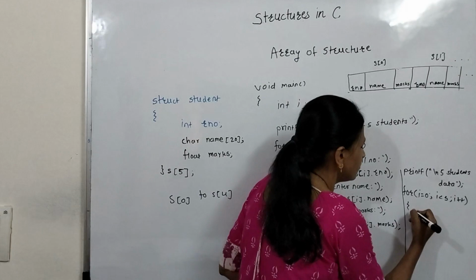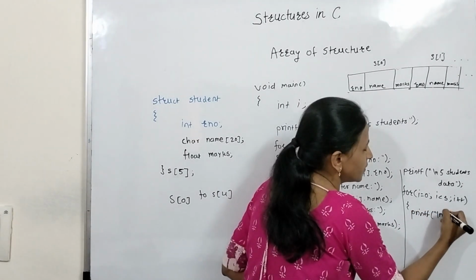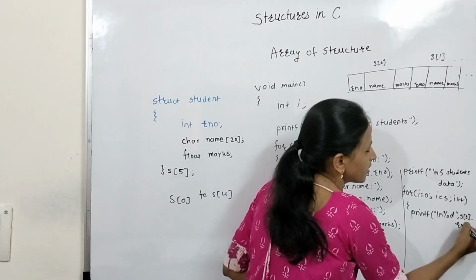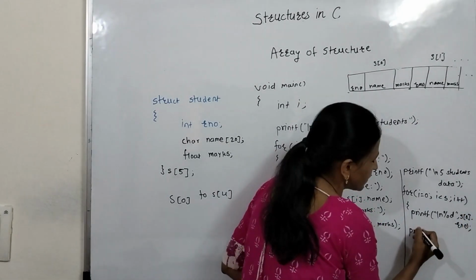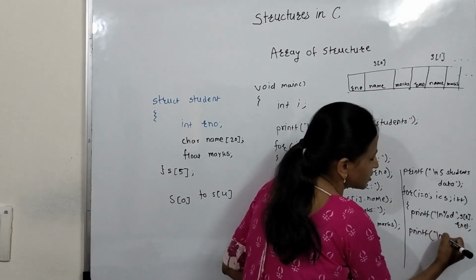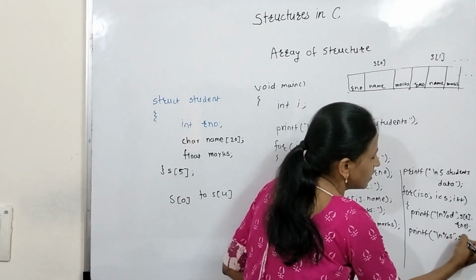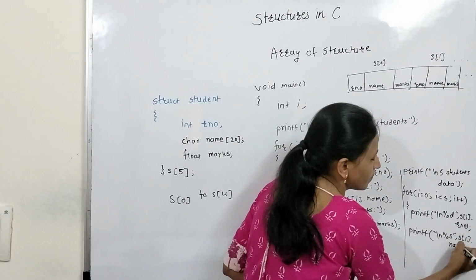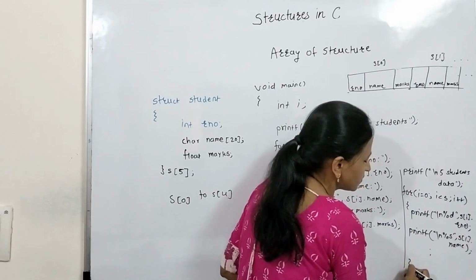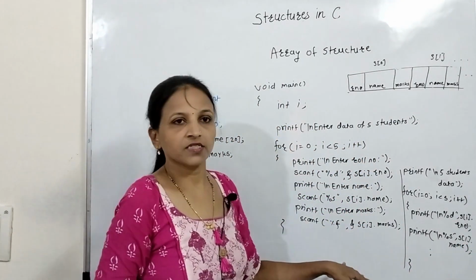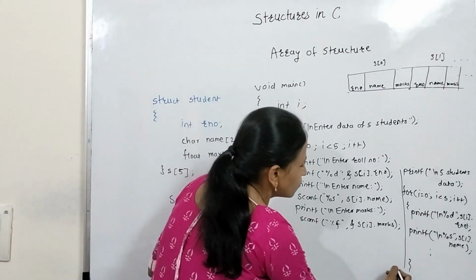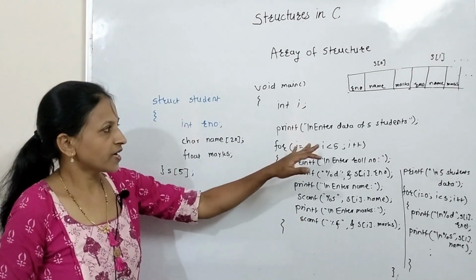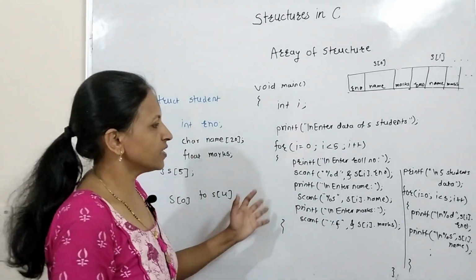Like printf, let's say \n %d comma s of i dot rno. Then similarly we will display the name, printf \n %s comma s of i dot name, and similarly we have to display here the marks, s of i dot marks, and here close main. In this way we can write a program to accept 5 students data and display it.